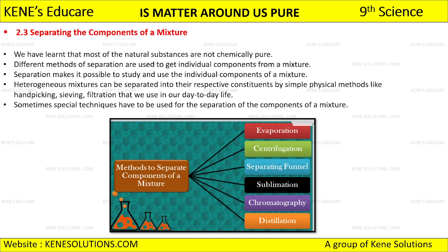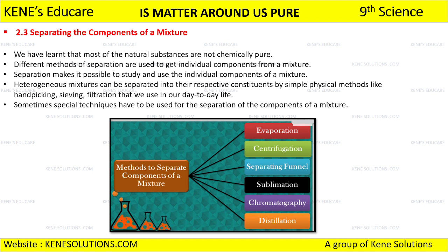Okay, and separation makes it possible to study and use the individual components of a mixture, because if we have to study and use different components, in that case a separation technique needs to be used, right? So separation always makes it possible for us to study and use the individual components which are present in it. Okay, and heterogeneous mixtures can be separated into their respective constituents by simple physical methods.